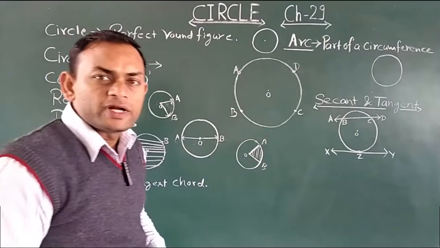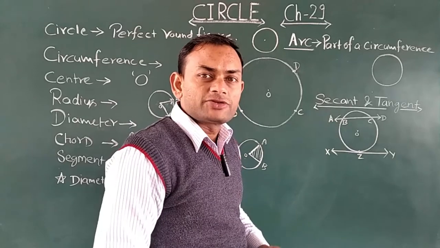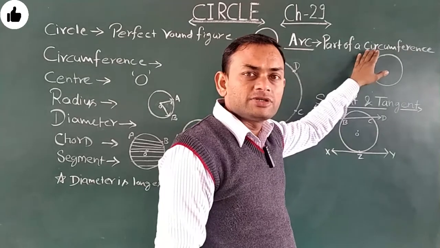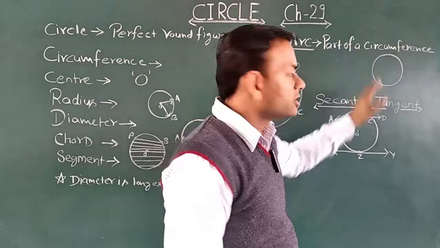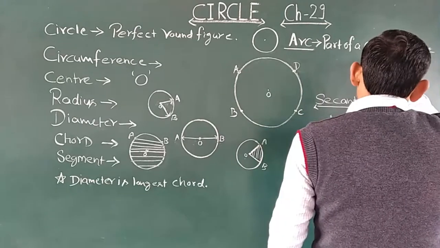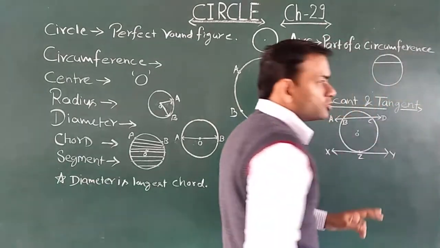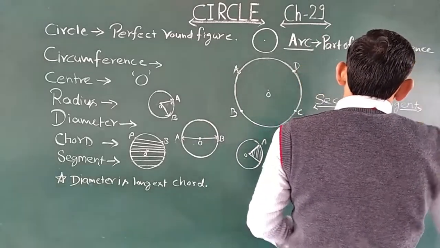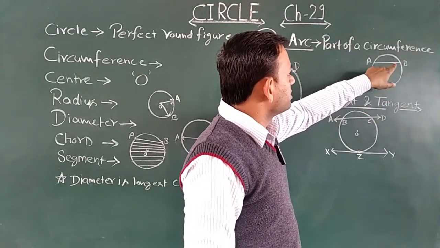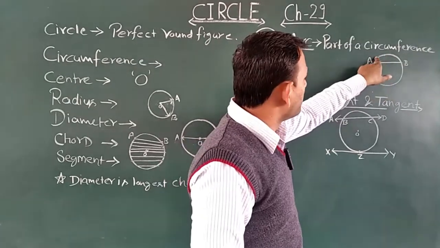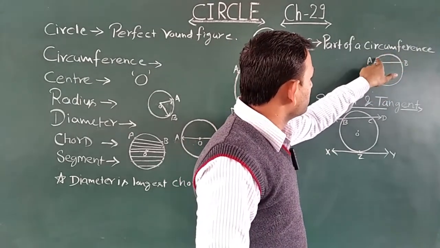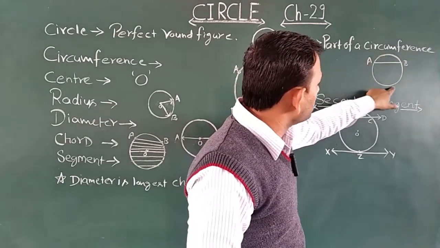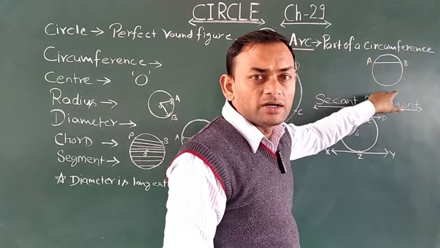After that, I am just going to tell you about the arc of a circle. What is the arc? Arc is a part of a circumference. As you know that every chord just divides the circle in two parts. I have just drawn one chord here, AB. So you can see here that this chord has divided the circle in two parts. So this part of the circumference will be called the arc, and similarly this part of the circumference will also be called the arc.